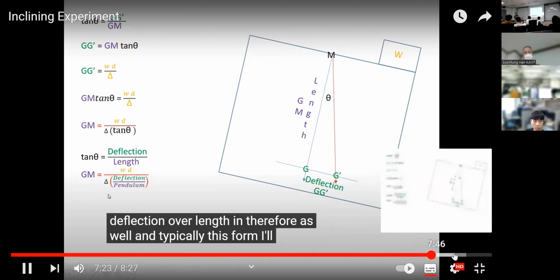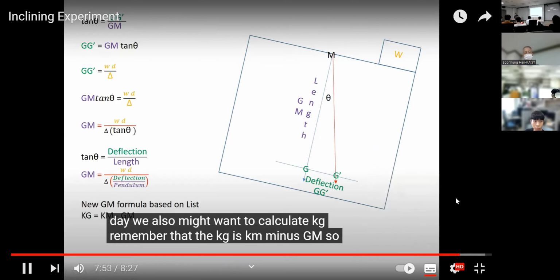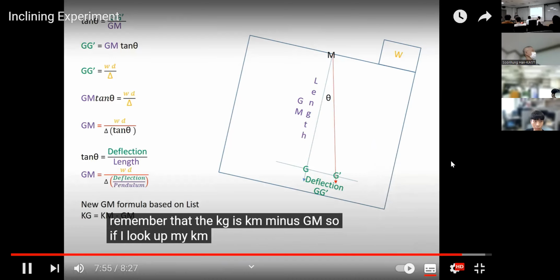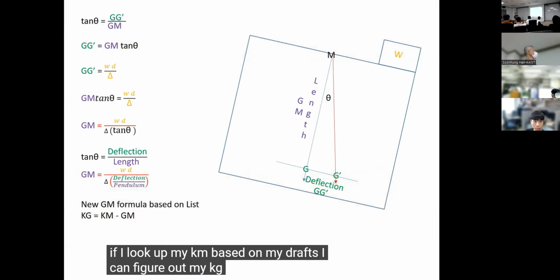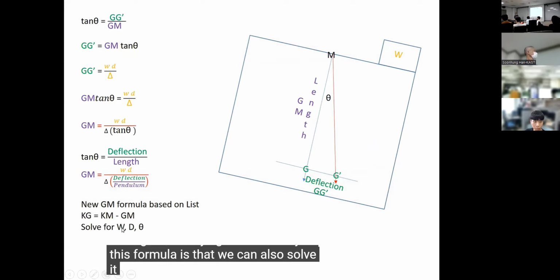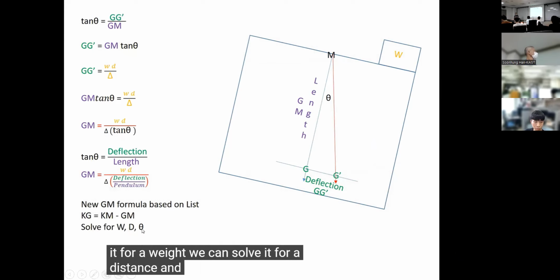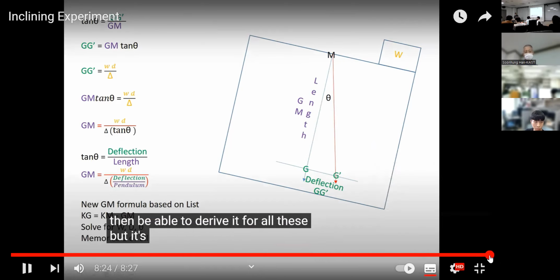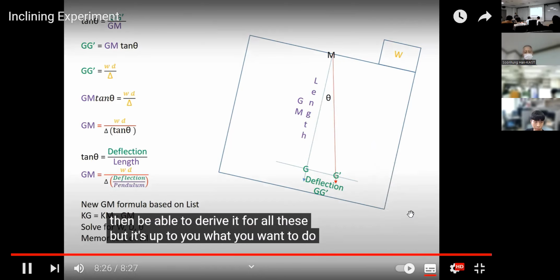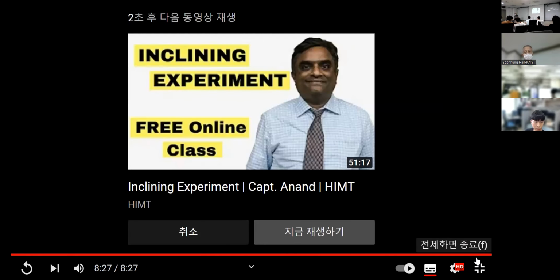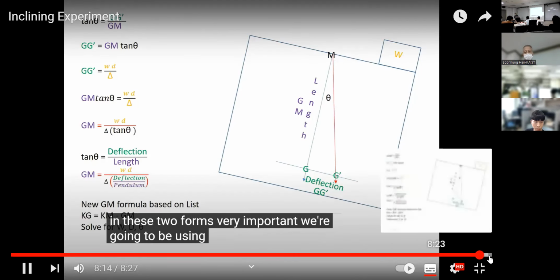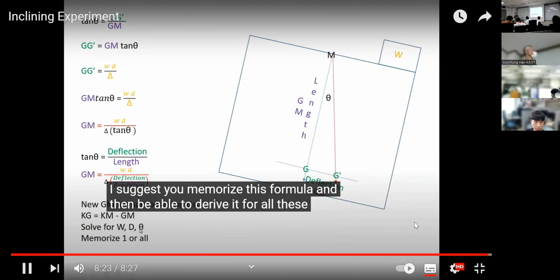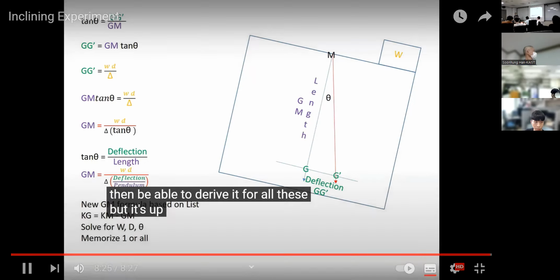And typically, in this form, I'll use KM minus GM, so if I look up my KM based on my drafts, I can figure out my KG. So the beauty of this formula is that we can also solve it for a weight, we can solve it for a distance, and we can determine the angle. It's up to you what you want to do. Very important. We're going to be using this to derive all of these.